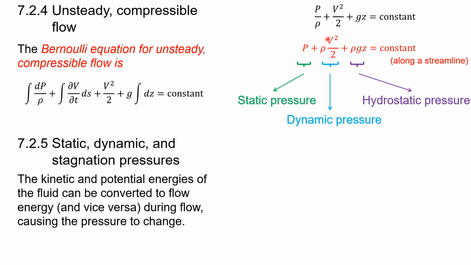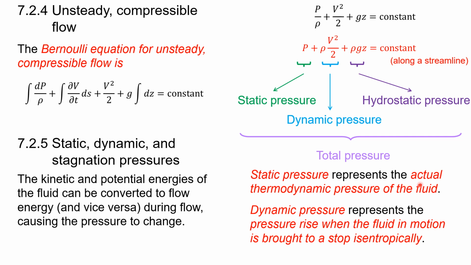The second part, rho V square over 2, we call the dynamic pressure. And rho g z, I think you still remember, is the one we use for static or hydrostatic pressure. So it represents the hydrostatic pressure. We can divide it into three by just multiplying with rho. All these things, static pressure plus dynamic pressure plus hydrostatic pressure, we call the total pressure.